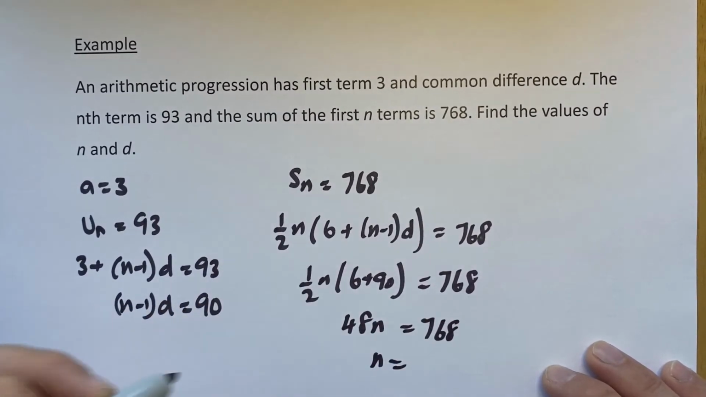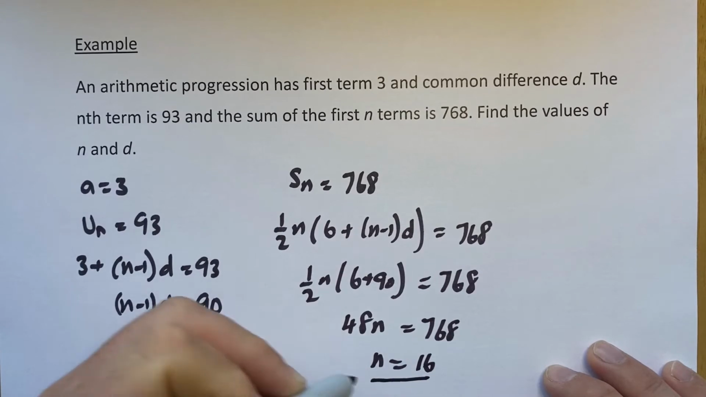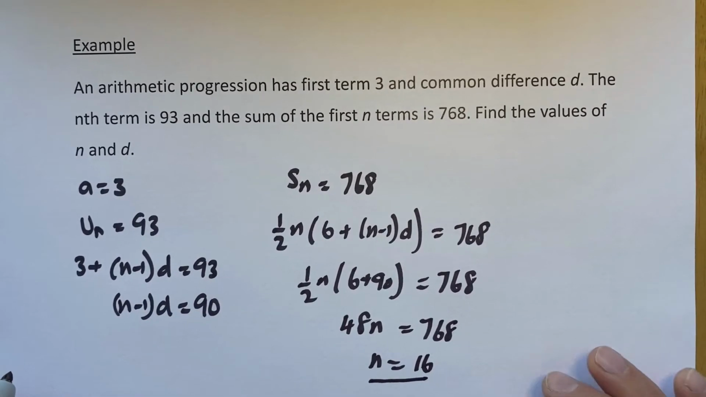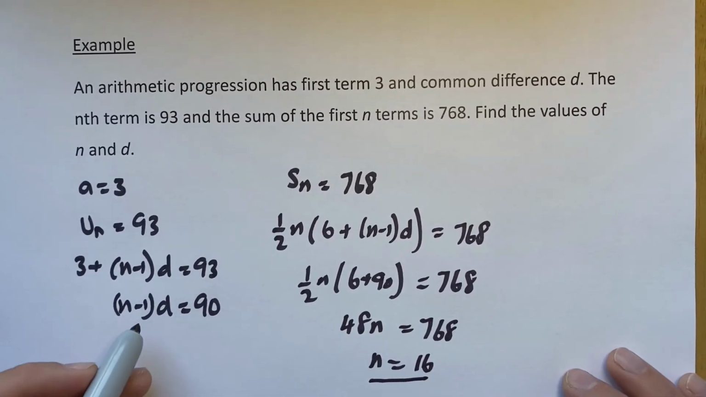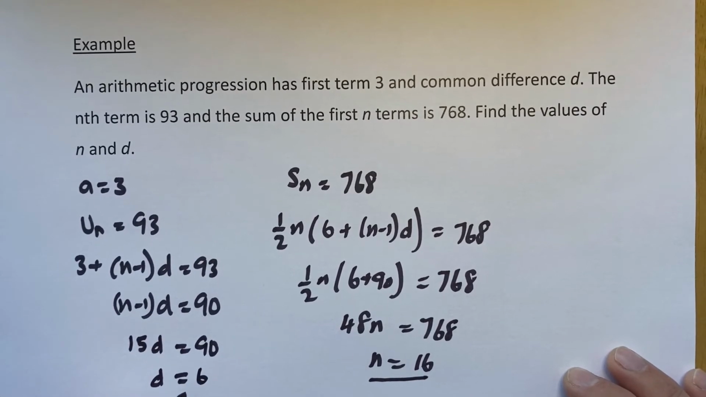So to work out n, I would divide that 768 by 48. That comes out to be 16. So we were looking at the 16th term. Now that I know that that's 16, I can go back to here and I can say that 15d, because 16 take 1, is equal to 90. So therefore, to work out d, I would divide 90 by 15 and come out with 6.